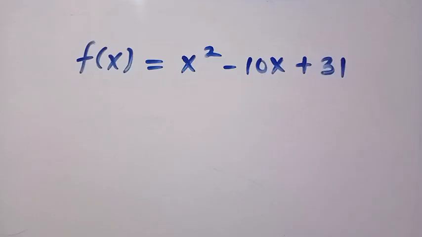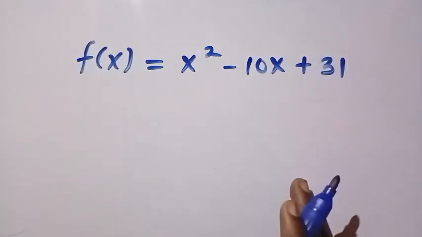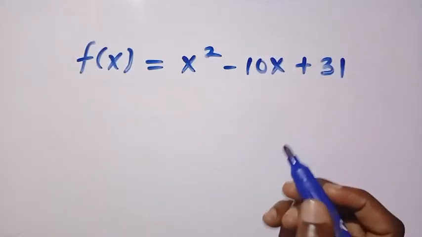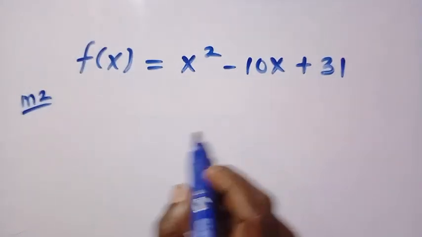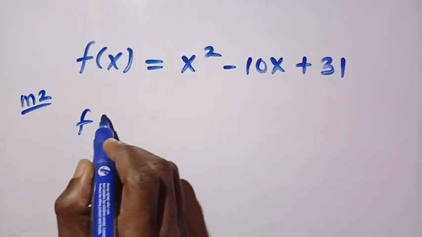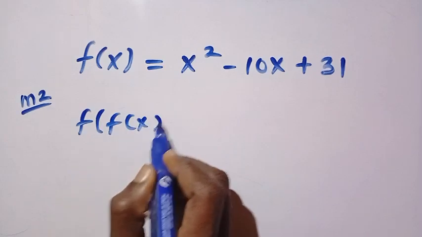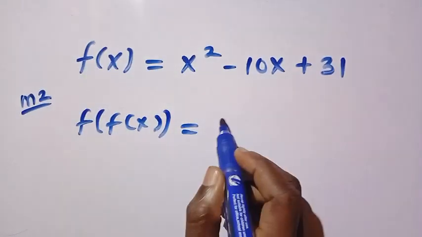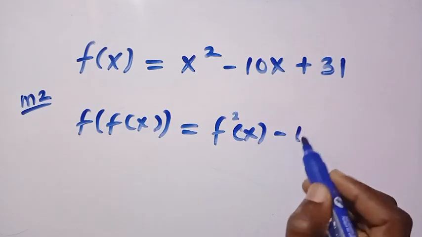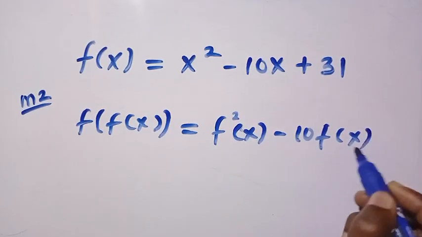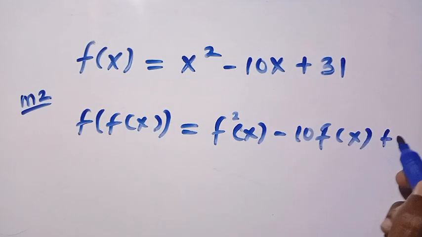Let's see the second method. Here is the real functions. Suppose I introduce f to both sides. Let's call this method 2. If I introduce f to both sides, here becomes f squared of x minus 10 f of x, and here is constant, we have it as plus 31.